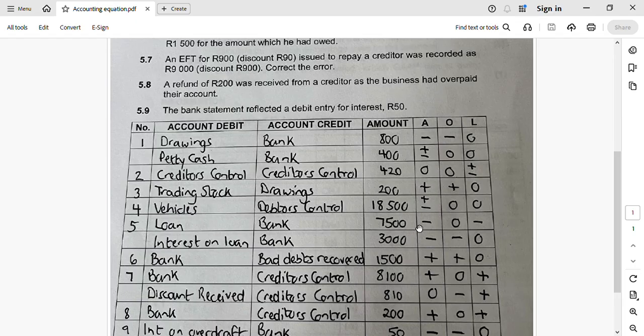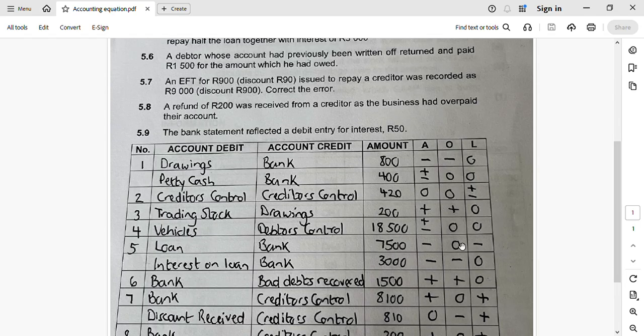And then interest on loan is an expense, so you debit it. Bank is an asset going down. So your asset decreases, and interest on loan, which is an expense, will decrease owner's equity. Remember, owner's equity is the worth of the business. The worth of the business goes down if you've got expenses.